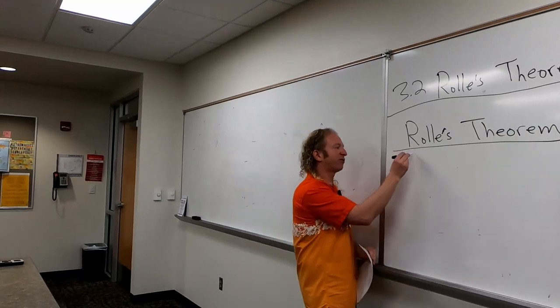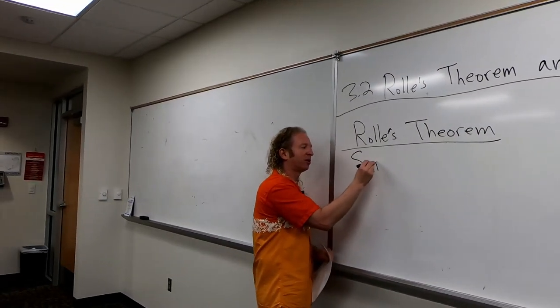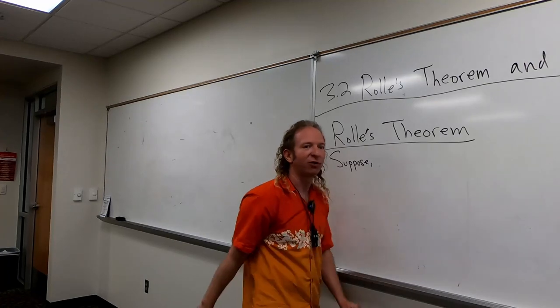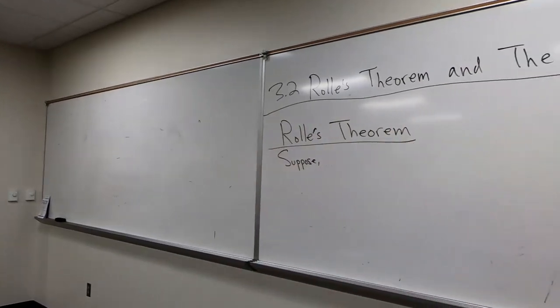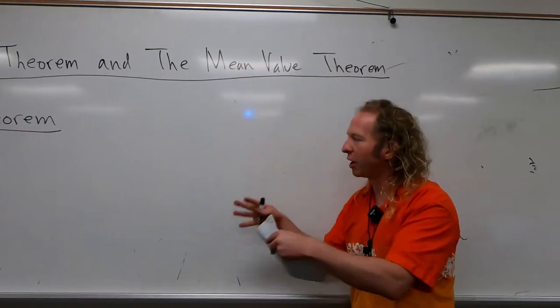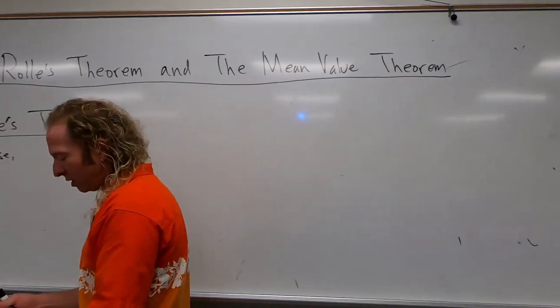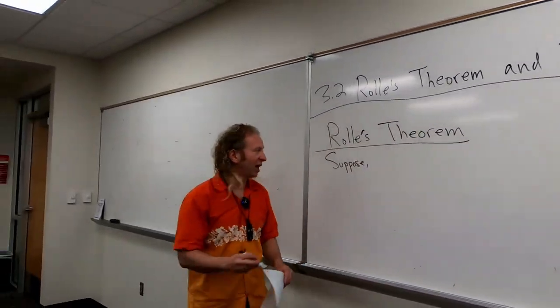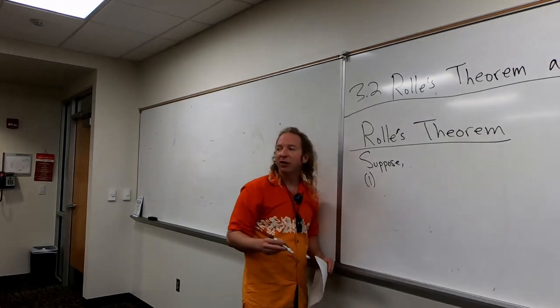So Rolle's theorem says the following. That's a pretty cool theorem too. I'll explain it graphically, like what it means. After I write it down, I'll show you what it actually means, which is really cool. Suppose that you have a function, and the first condition is that your function is continuous.